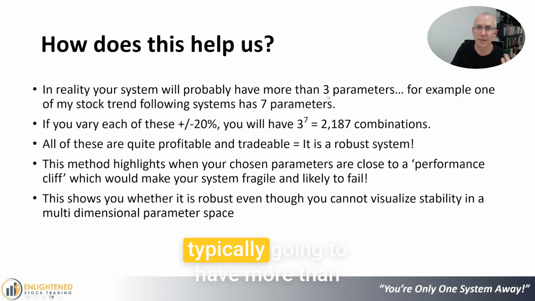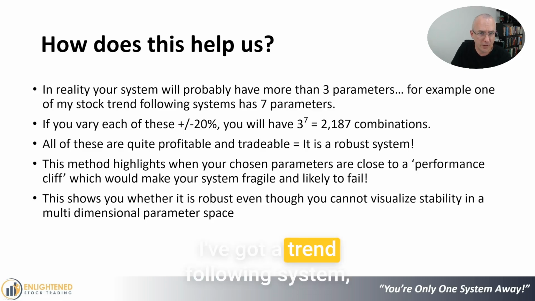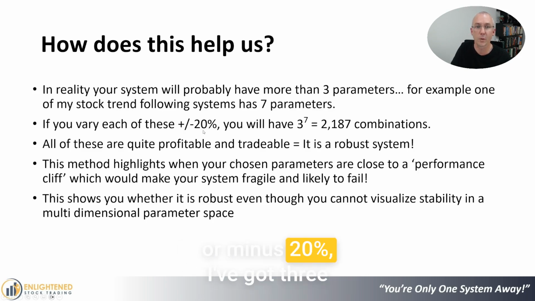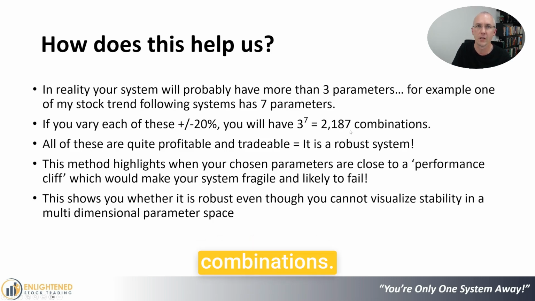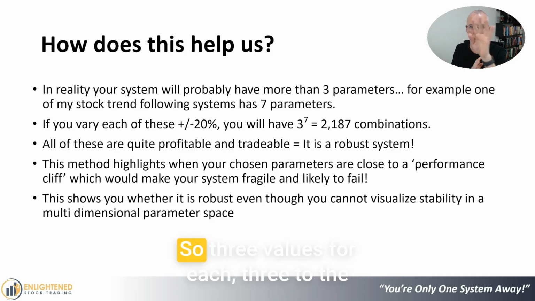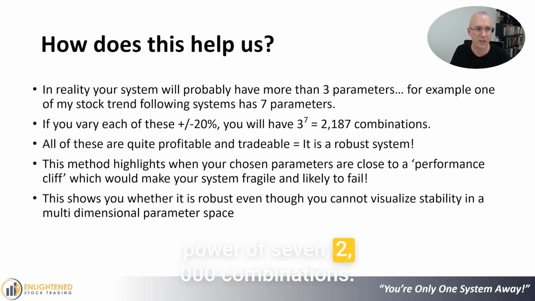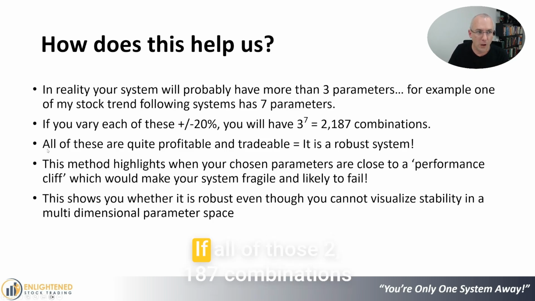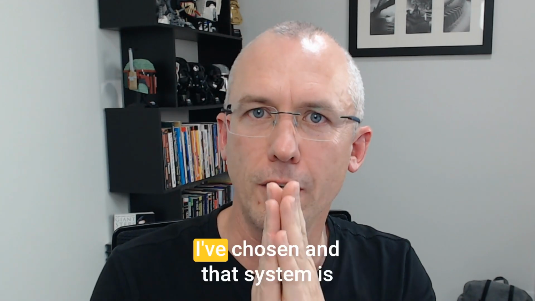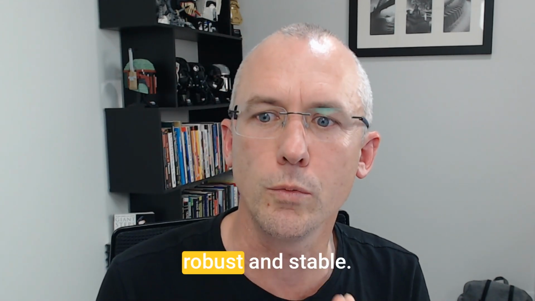Actually, our systems are typically going to have more than 3 parameters. I've got a trend following system. It's got 7 parameters. So if I varied every one of those plus or minus 20%, I've got 3 to the power of 7 or 2,187 combinations. Every single parameter that I chose plus minus 20%. So 3 values for each, 3 to the power of 7, 2,000 combinations. If all of those 2,187 combinations are quite profitable and tradable, then it's clear that parameter set that I've chosen and that system is robust and stable.